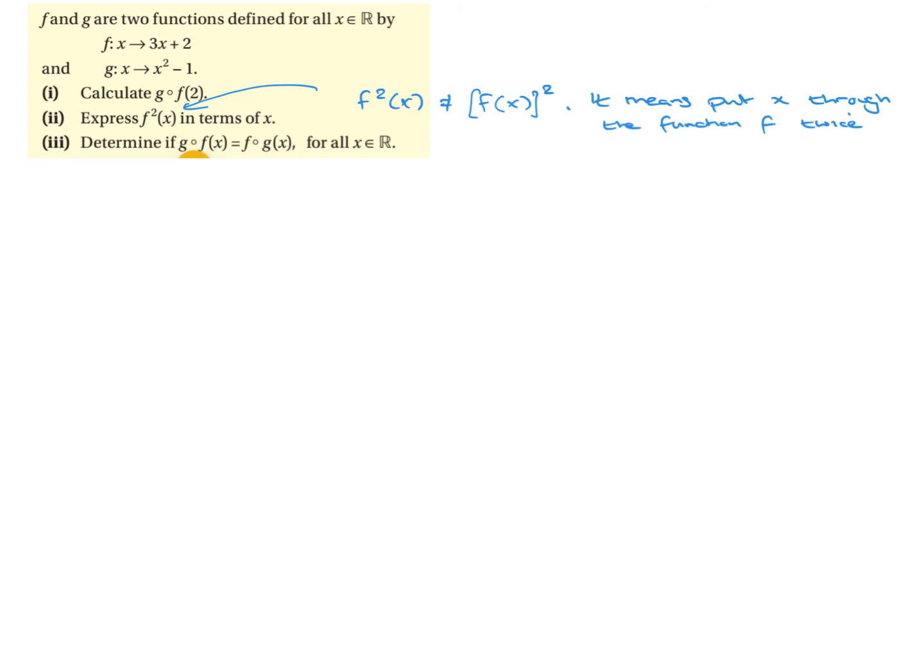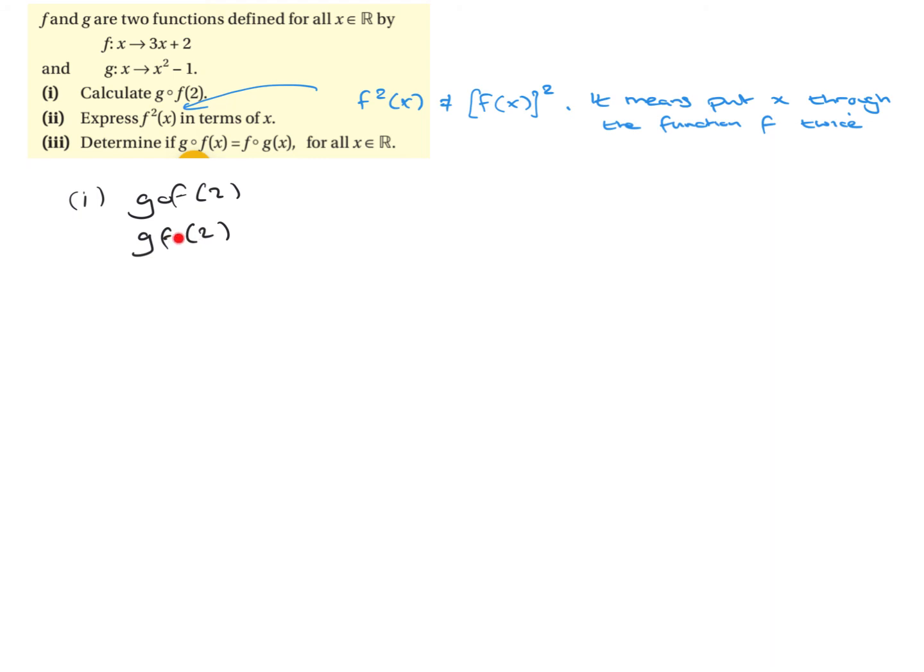Okay, so f of x equal to 3x plus 2, g of x equal to x squared minus 1. The first thing we want is g of f of 2. Not a bother, we're going to change it into the notation that we prefer, g f of 2. F of 2 is the first thing that we have to do.